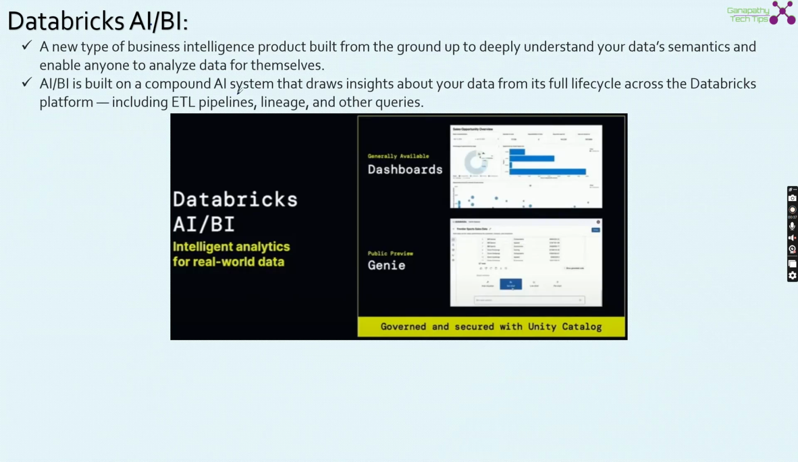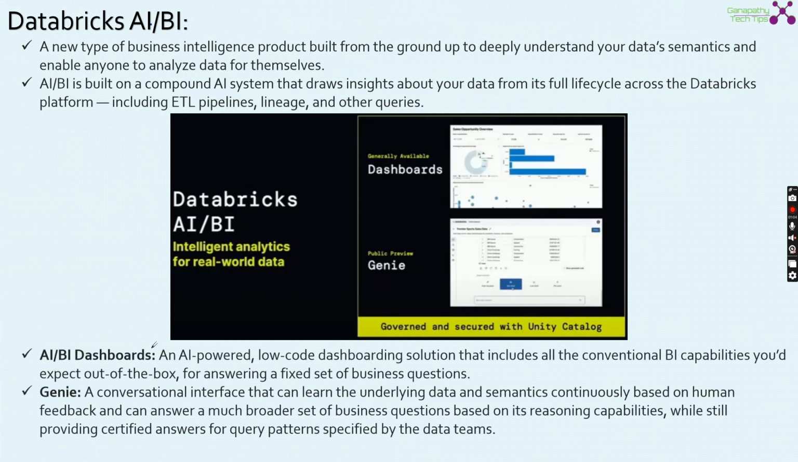AI/BI is built on a compound AI system that draws insight about your data from its full life cycle across the Databricks platform, including the ETL pipelines, lineage, and other queries. So, intelligent data analytics for the real-world data. Now you can see there are two main features of Databricks AI/BI. One is the dashboards, which is generally available. The other one is Genie, which is in public preview. Again, the names are very self-explanatory.